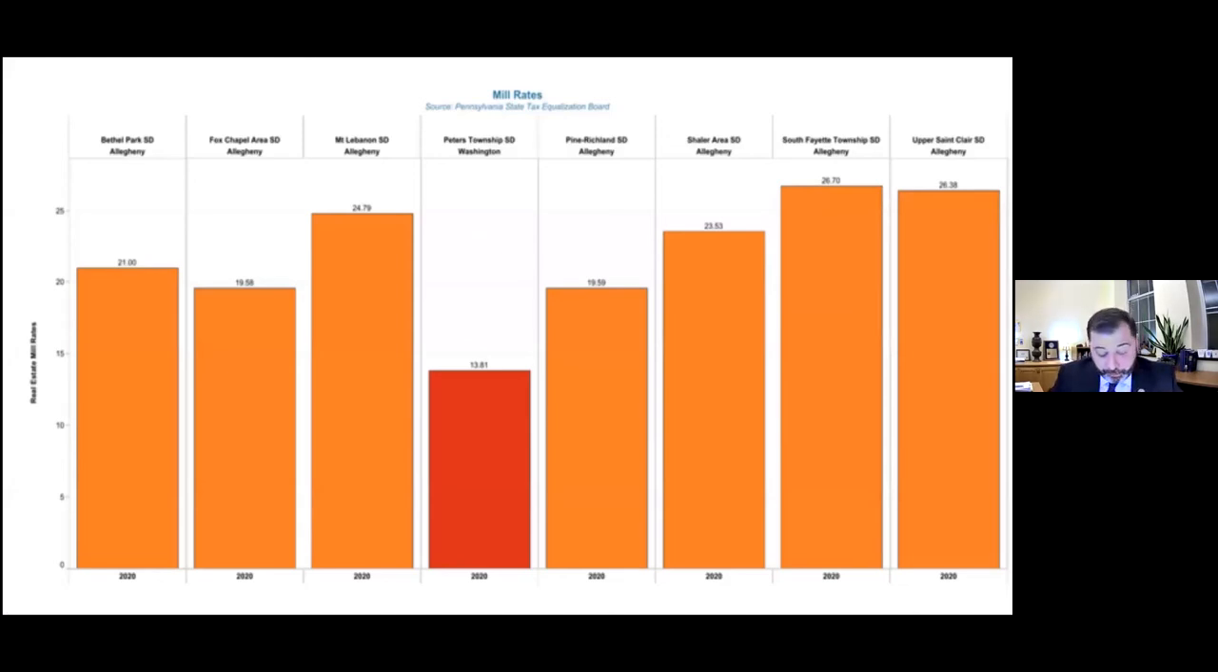These are some of our local comparators in their millage rates. We kind of have to ignore Peters Township there, them being in Washington County, but you can see that we're not quite at the South Fayette and Upper St. Clair level as of yet. So we like to watch these comparators, again, like our staffing levels, and see where we benchmark ourselves against our neighbors in best in class.